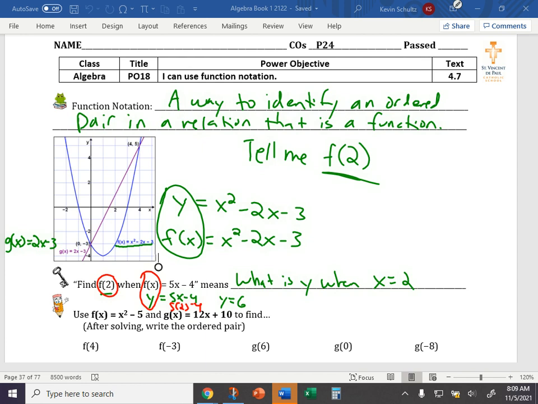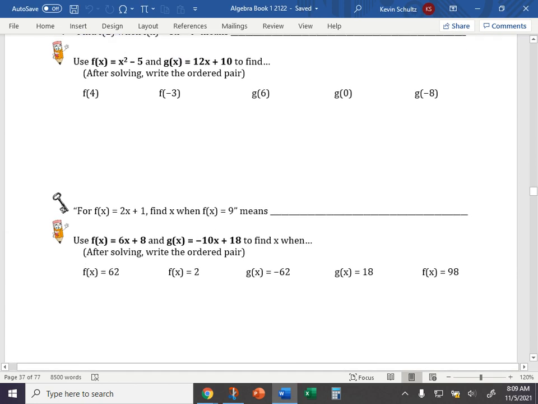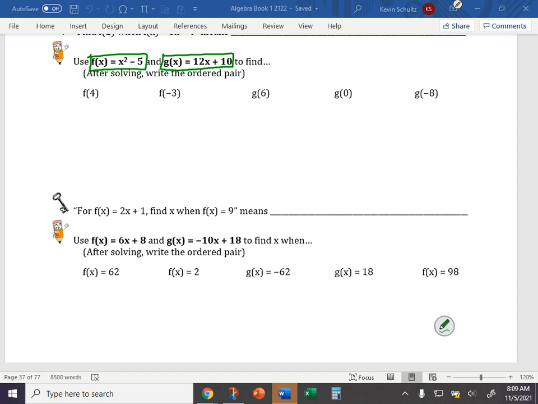Okay. Practicing this type of notation a little bit more. It says use f of x equals x squared minus 5, and g of x equals 12x plus 10. And the first thing I ask you for is f of 4. So which equation am I using? The f of x equation. And which variable am I solving for?